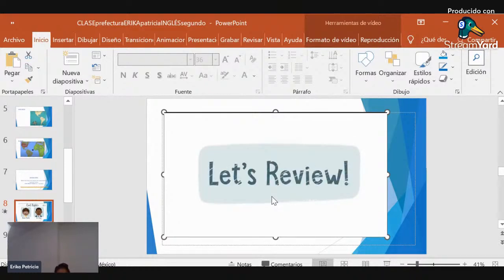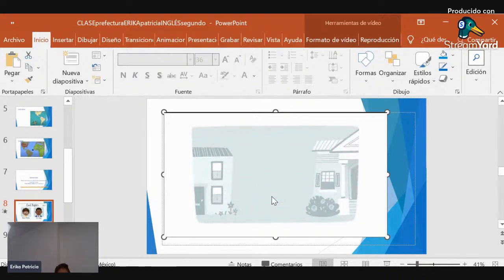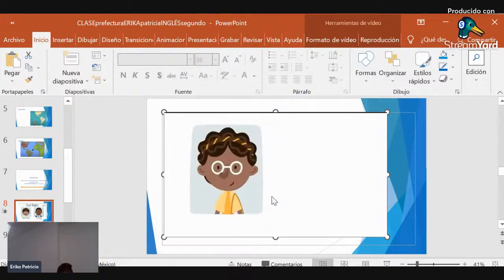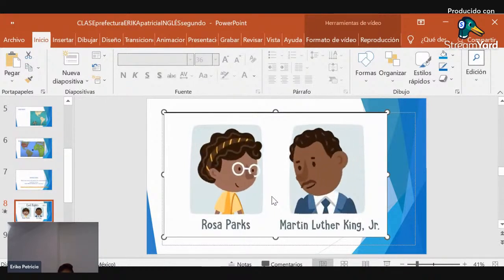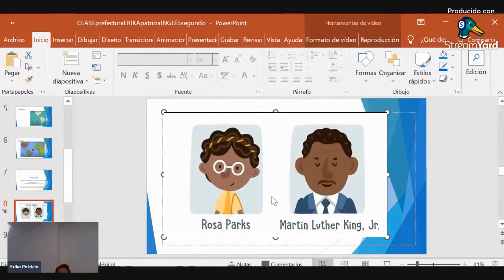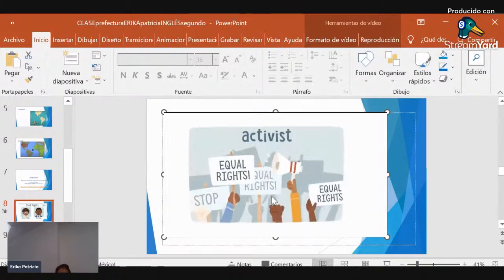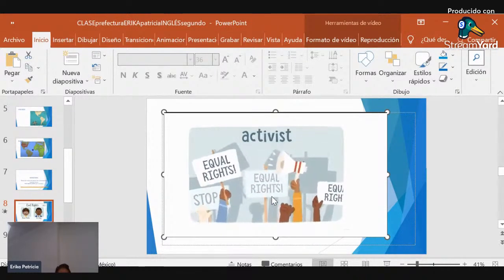Let's review. Segregation is when people are separated from one another. People in America were once segregated based on skin color. Black and white people were not allowed to live in the same communities or sit next to one another on the bus. Activists, such as Rosa Parks and Martin Luther King Jr., were leaders in the civil rights movement. They wanted equal rights for all people. An activist is a person who works hard to make changes happen in society.